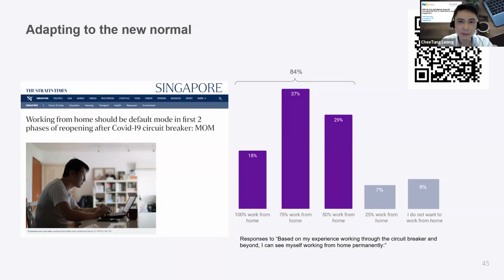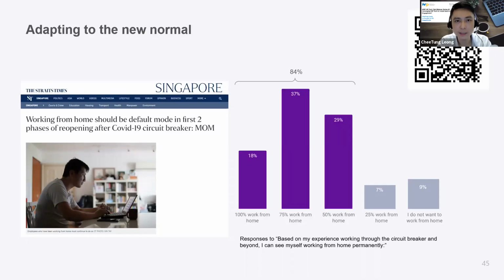And what was very interesting to us when we first started was this, and it got picked up by the Straits Times actually, where we found that, interestingly, even though so many people were complaining about working from home in the early days of the circuit breaker, more than 8 out of 10 of the respondents were saying that they wanted to work from home more than half of the time.